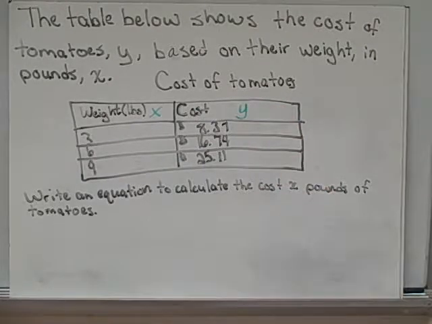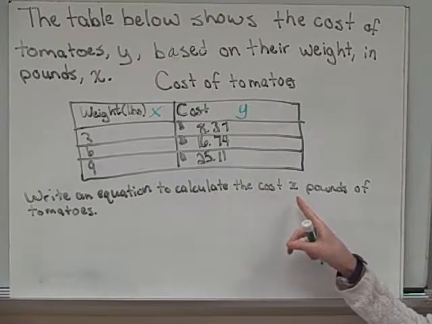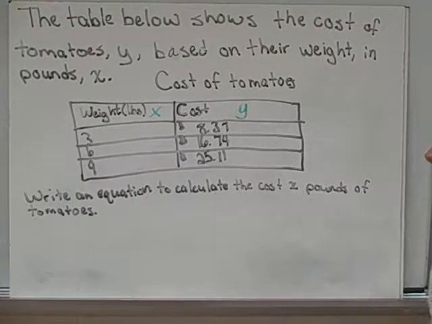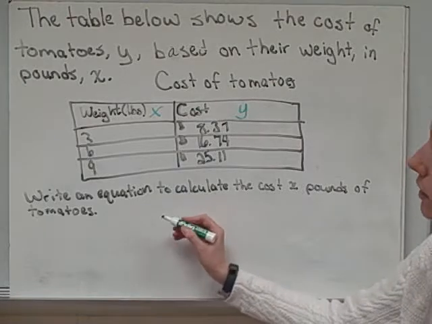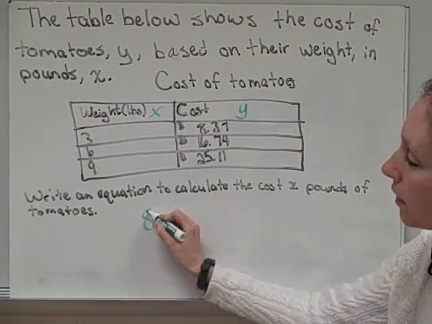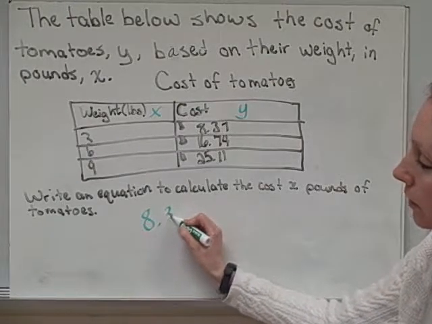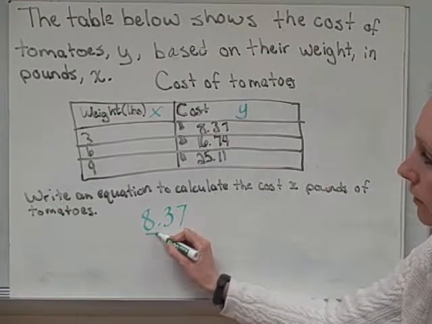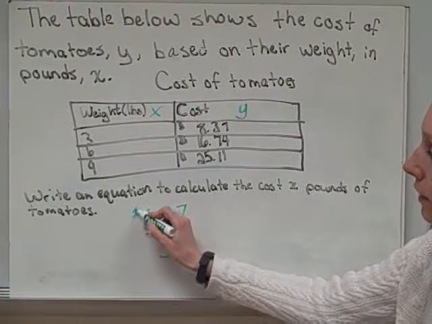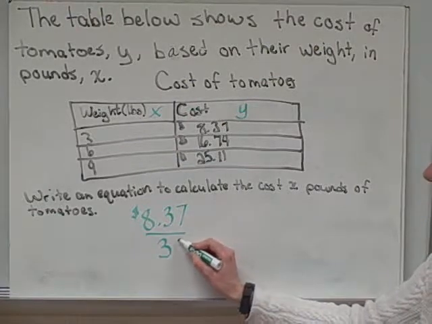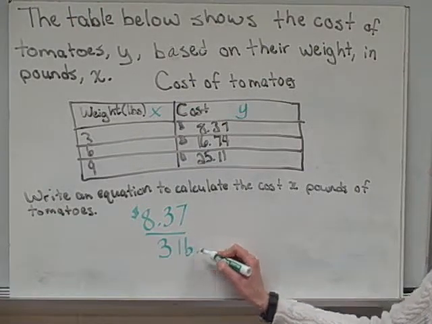In order for us to write an equation to calculate the cost of X pounds of tomatoes, we've got to find the unit rate. In order to find that unit rate, I need to divide the cost by the weight. So I'm going to do $8.37 divided by 3. That's going to tell me the cost per pound of tomatoes.